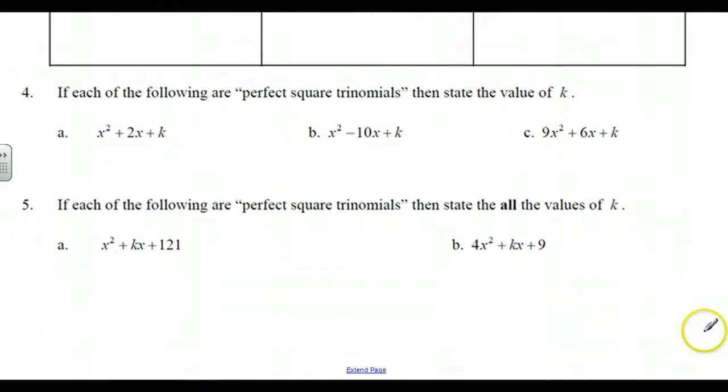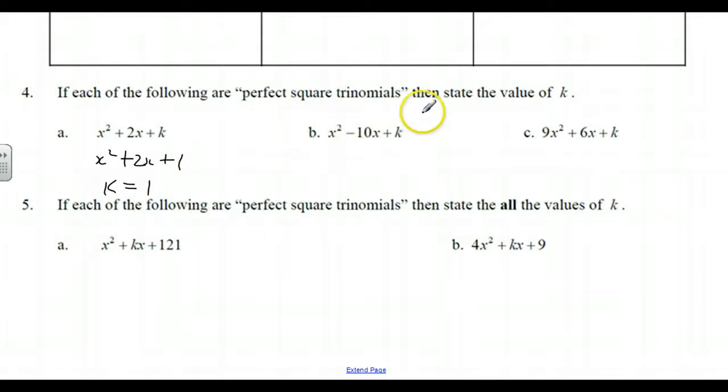Move down. If each of the following are perfect square trinomials, then state the value of k. Okay, square root of this is 1. Square root of this is something. And we know that this times this doubled has to be 2, so this has to be a 1. X squared plus 2x plus 1. Or stating k is equal to 1.